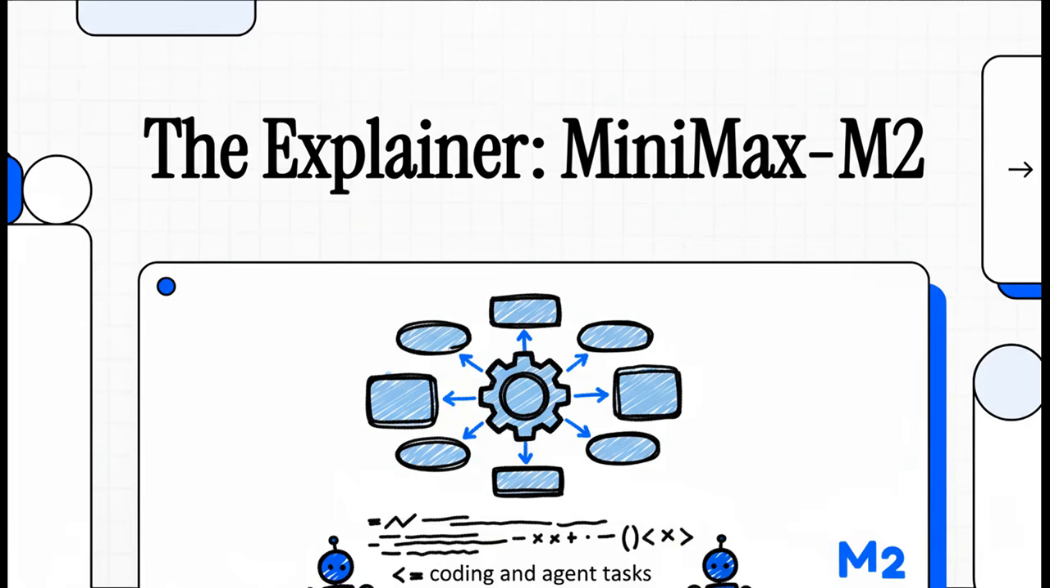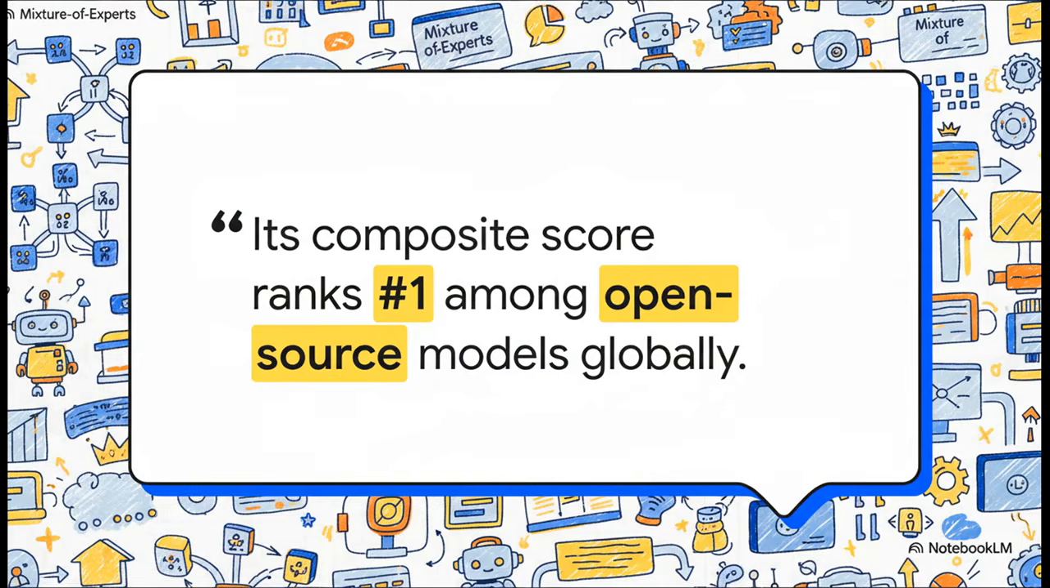Welcome to The Explainer. Today, we are diving into a brand new AI model that isn't just trying to keep up. No, it's making a play for the top spot. It's called MiniMax M2, and it's making a claim that is, well, pretty bold. It could shake up the whole field. And yeah, this is the claim that's got everyone talking.